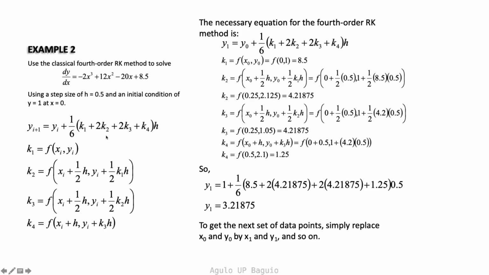You perform this operation, multiply this by 0.5, add it to 1, and then you get y1. It's equal to 3.21875. If you recall, the value of the function at x equals 0.5 is actually 3.21875, which means that we're exactly correct, and that the error is 0, at least to 5 decimal places.